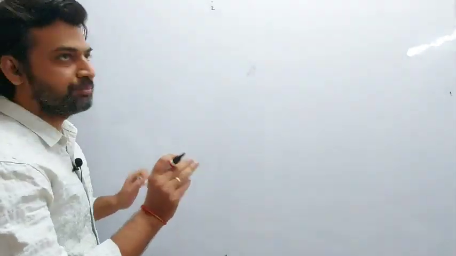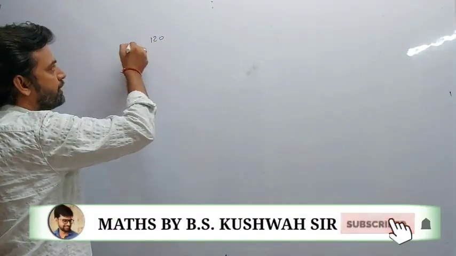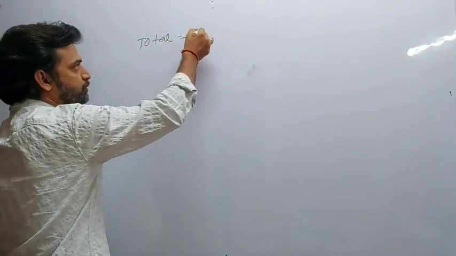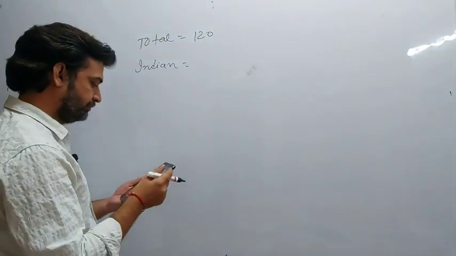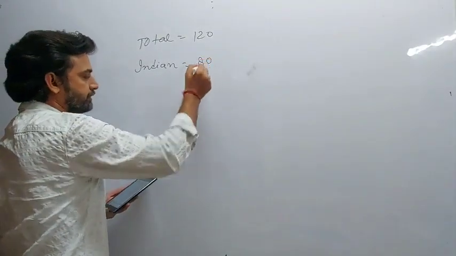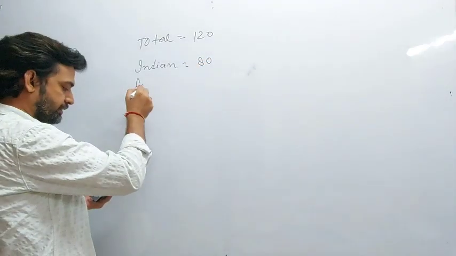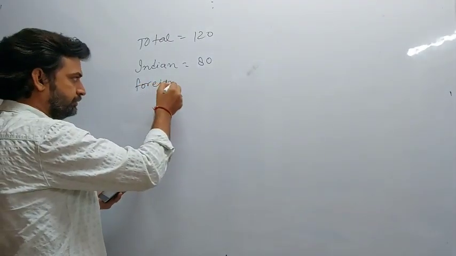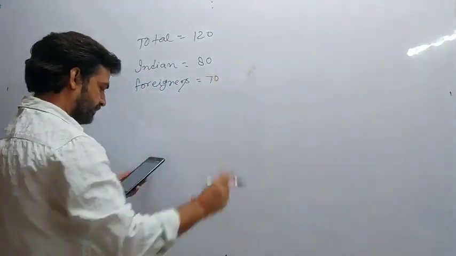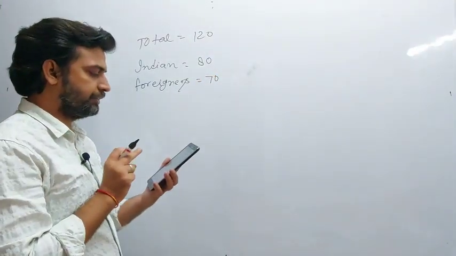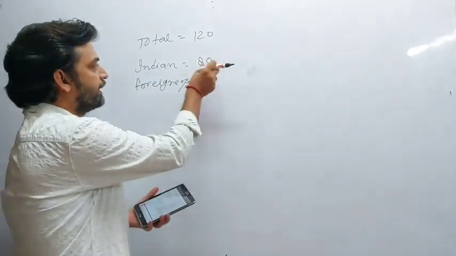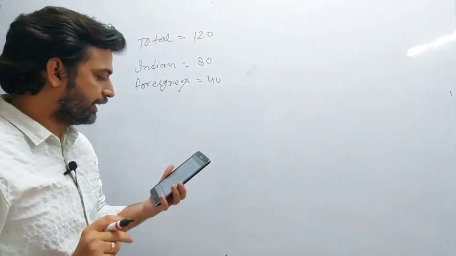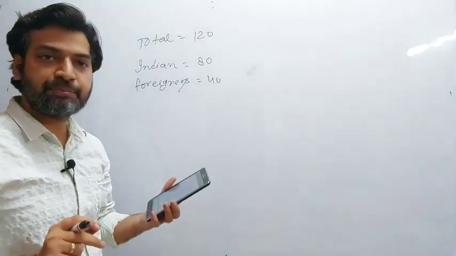I'll just write down the main points. 120 is the total number. Indians are 80. So the question is saying in a group of 120 persons, 80 are Indians and the rest are foreigners. Out of 120, 80 are Indians, then the remaining 40 are foreigners. Again the question says that further 70 persons in the group can speak English.